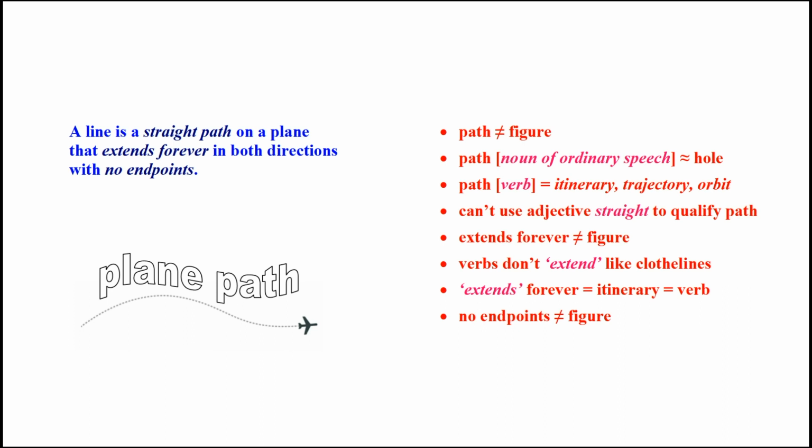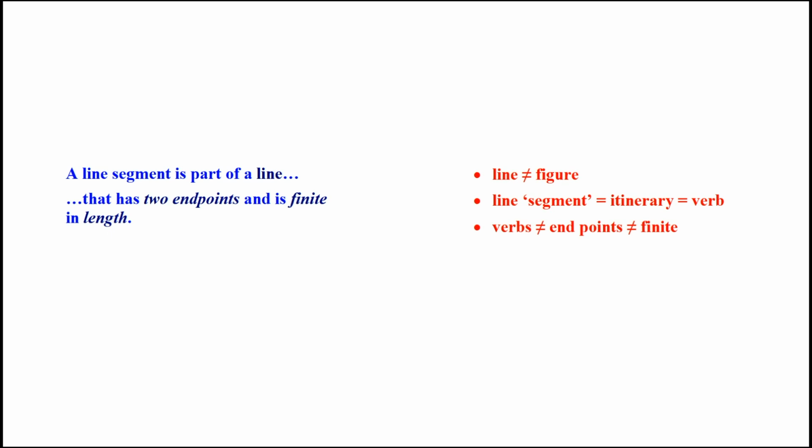Okay, so there he had trouble qualifying what a line is, because he fails all those points. Not a geometry, not a figure, it's a verb, and there's no verb that extends, and there's no object that extends forever. So he failed all those. But he continues here, he goes on the second line, says a line segment is part of a line. Well, we just held that a line is not a figure, so what is it? Part of an itinerary, I guess. That's what he's saying. Okay, that has two endpoints and is finite in length.